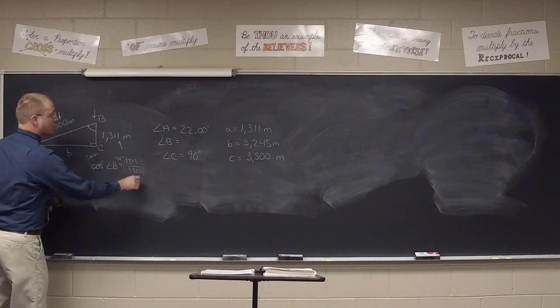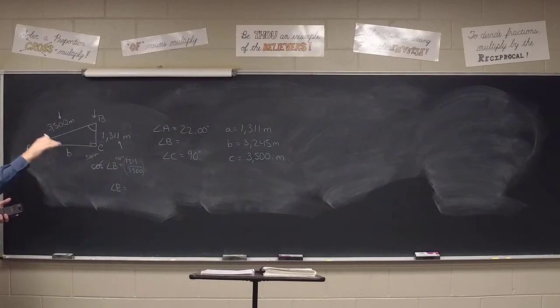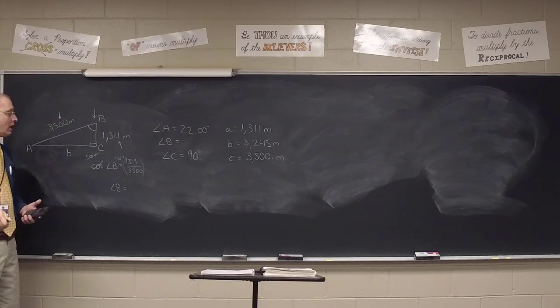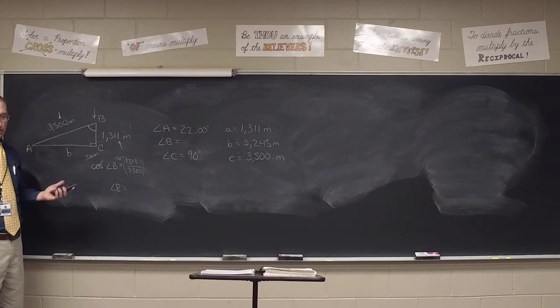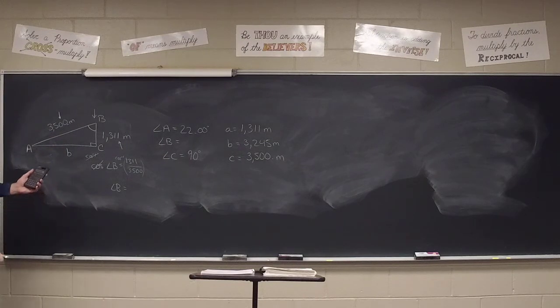And Ethan, there's a couple ways you can enter this. Now you guys will just do 1311 divided by 3500 equals, and then take arc cosine. Second function cosine, and it'll spit it right out. For you, Ethan, probably the best way is to do second function cosine. That's what I was doing wrong. Second function cosine, parenthesis, and then do the 1311 divided by the 3500. And it equals.